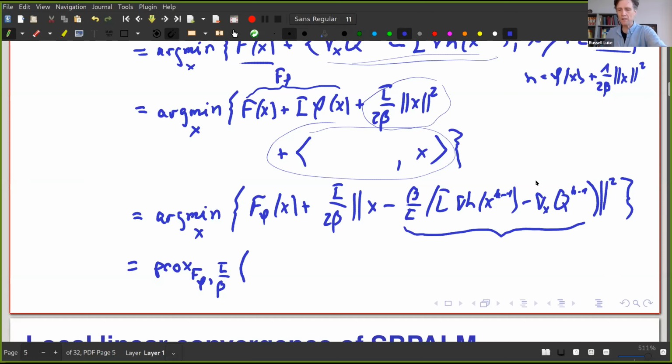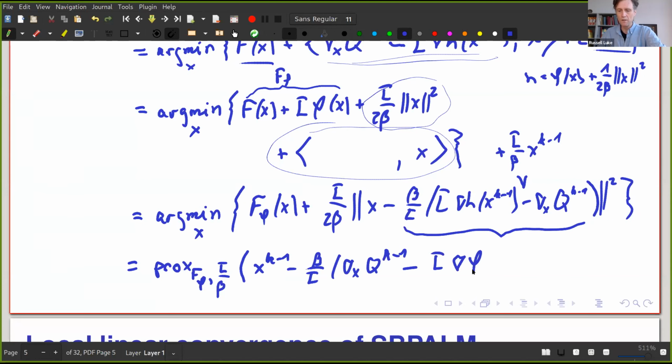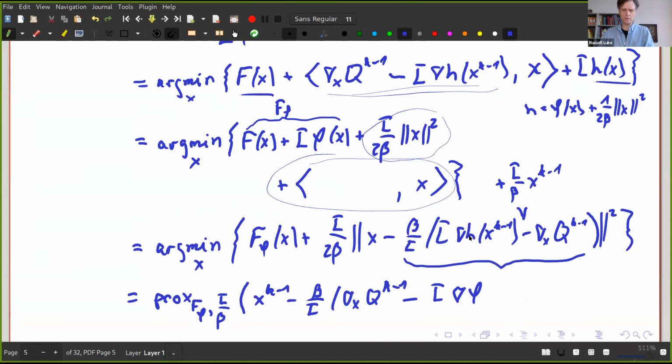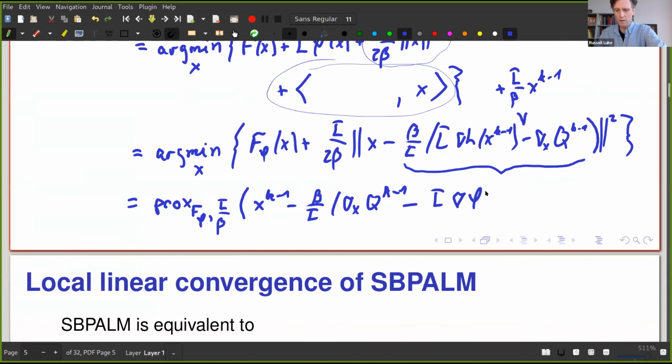Now the point is, where is the xk minus one coming from? I'm missing a term, sorry. Then this norm squared, I forgot. I should have a plus L bar over beta xk minus 1 in there. And so this is just the prox of that point, xk minus 1 minus beta over L bar times the gradient of q, k minus 1, minus L bar gradient of phi. Turns out that I can write that in terms of a gradient of phi evaluated at xk minus 1.